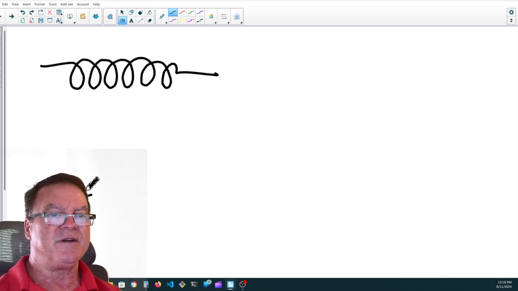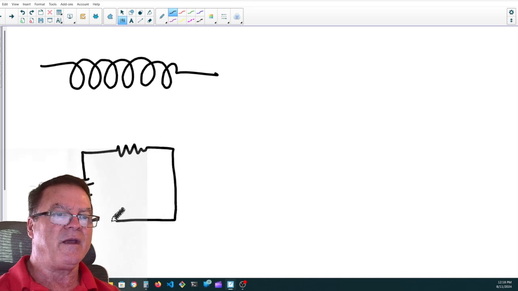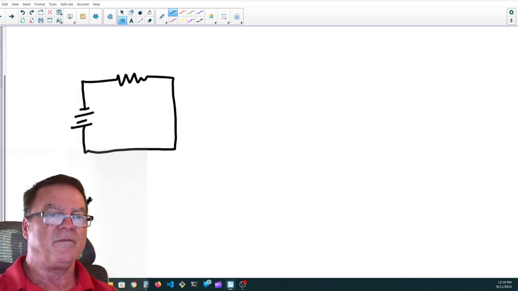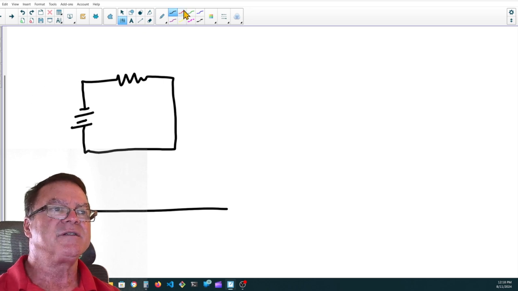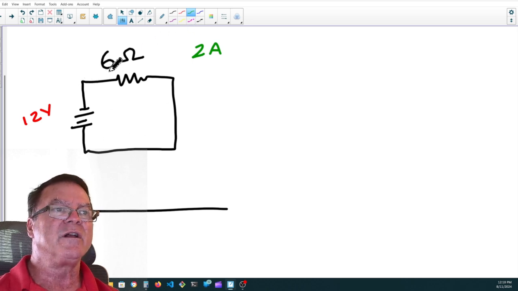Let me see if I can do this. Here's a battery, and that battery is going through a resistor, and we're going to draw the voltage and current. I'm just going to say that it has 12 volts, and it has, sorry, I meant to say 6 ohms of resistance. So here's 6 ohms of resistance. And if you're real quick, you're saying 12 volts divided by 6 ohms equals 2 amps. You're absolutely right. There's 2 amps flowing in the circuit when we close the switch.